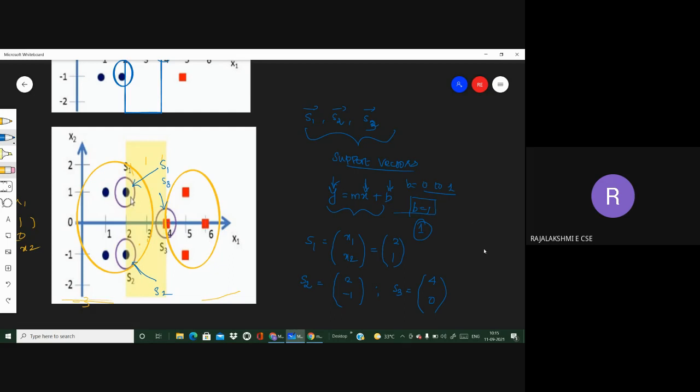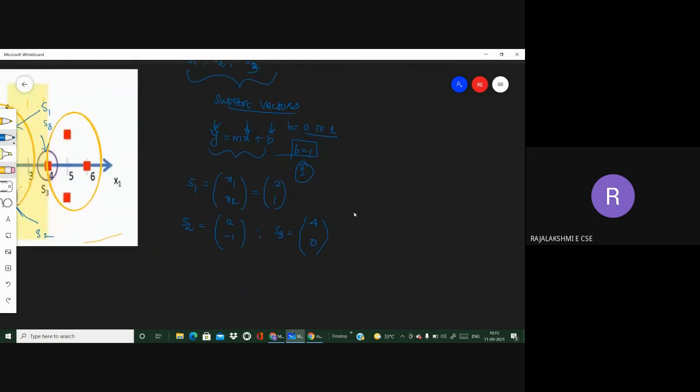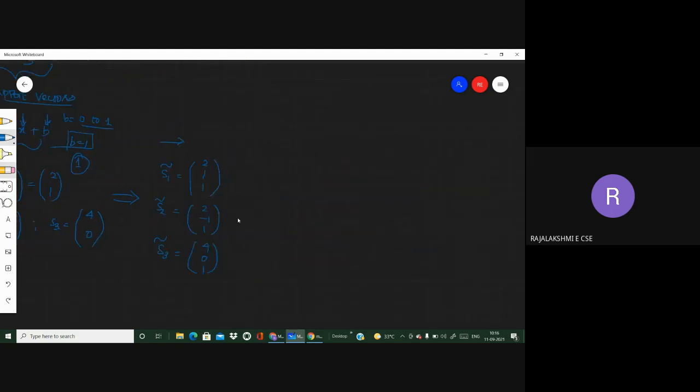After substituting, these 2D values will be transferred to 3D, that is s1. It is the transferred value, that's why I'm using the tilde symbol. Or else you can use the vector symbol also. So 2, 1 and 1. S2 is equal to 2, minus 1 and 1. S3 is equal to 4, 0 and 1. So this is what I will get after supplying this bias value. Now we need to convert these values into the form of a linear equation. So three linear equations I am going to write with the help of these support vectors.